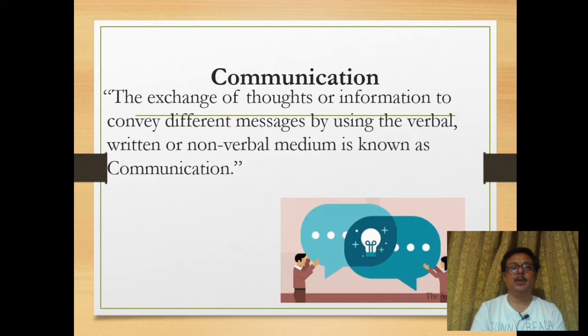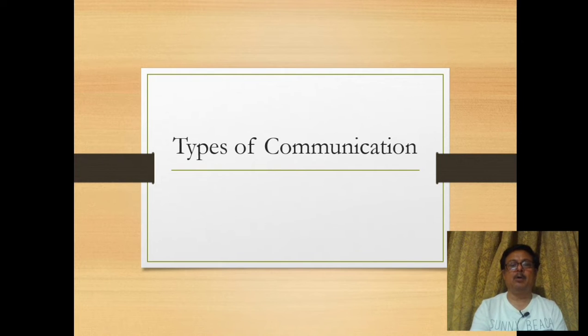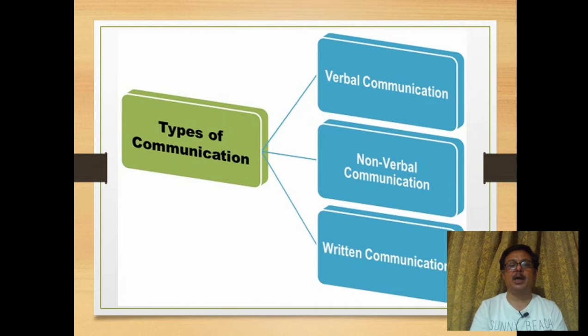All right. So, first of all, let's see what is communication. Communication is the exchange of thoughts or information to convey different messages by using the verbal, written, or non-verbal medium. This is communication. So, it's a two-way process. Now, what are different types of communication? If we look at this diagram, then we can see that communication is basically of three types.